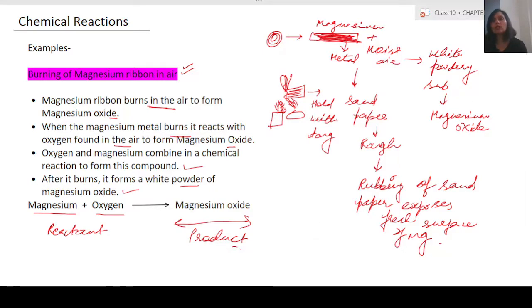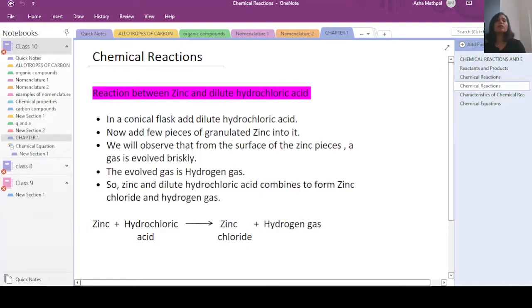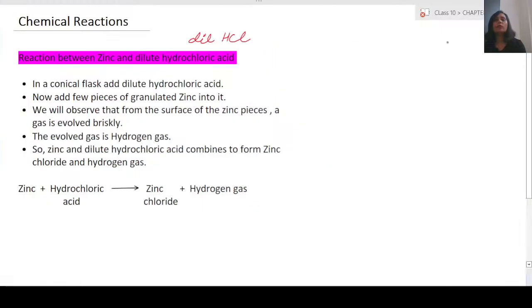Now let us go to another chemical reaction, again a very simple one: reaction of zinc with dilute hydrochloric acid. The symbol you must have seen in the lab: on the bottle, DIL is written. DIL means dilute, that is, some part of the pure hydrochloric acid is mixed with water. HCl is the symbol written on the bottle. Now the reaction between zinc and hydrochloric acid. What is usually done is that we take a conical flask.